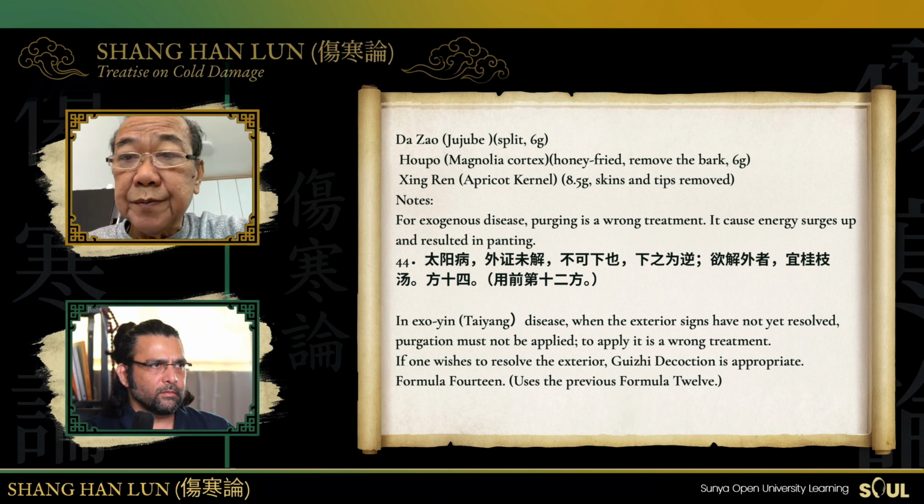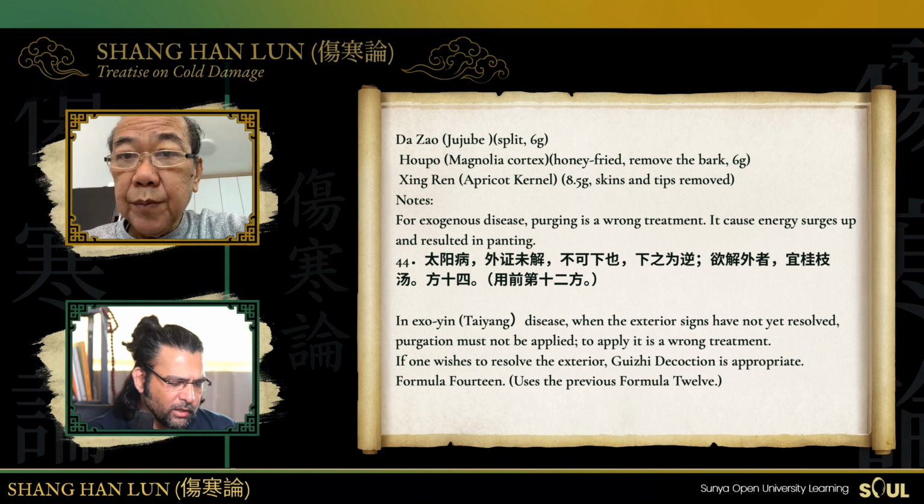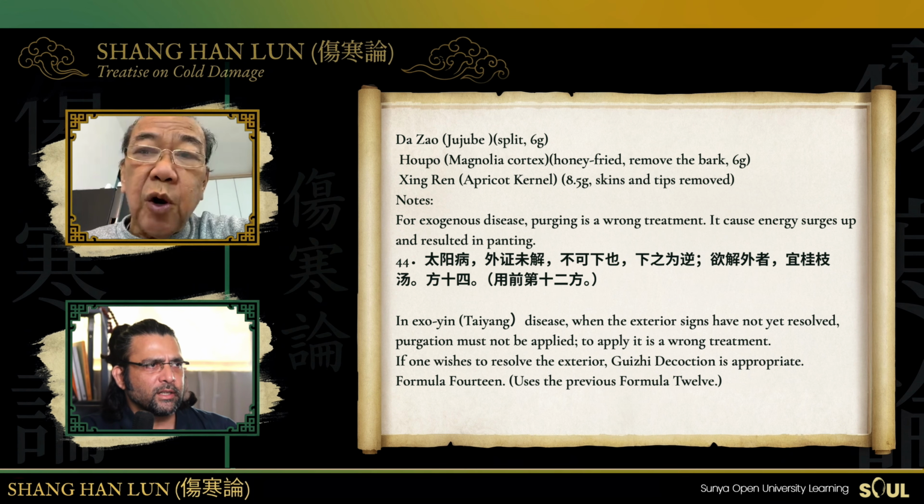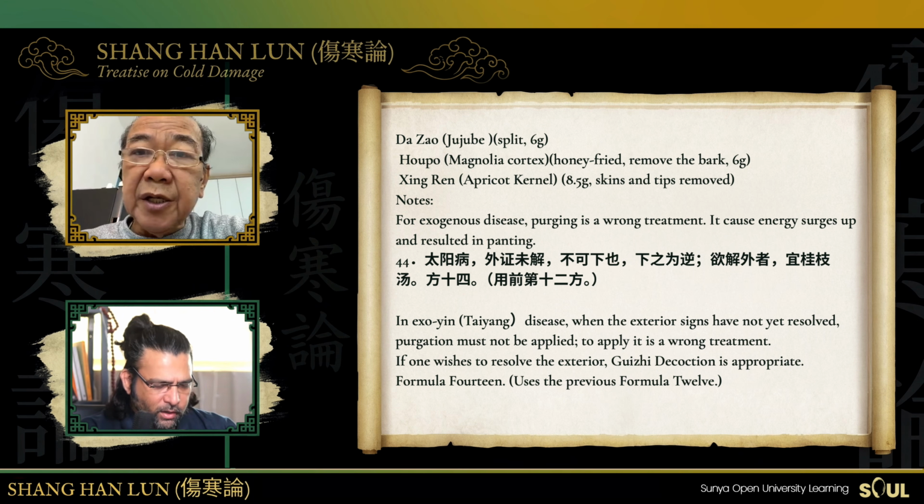The Guizhi decoction is very good. Doctor, basically when the metabolism is low, low, low. What are the mental signs other than depression? The person becomes quiet, depressed.